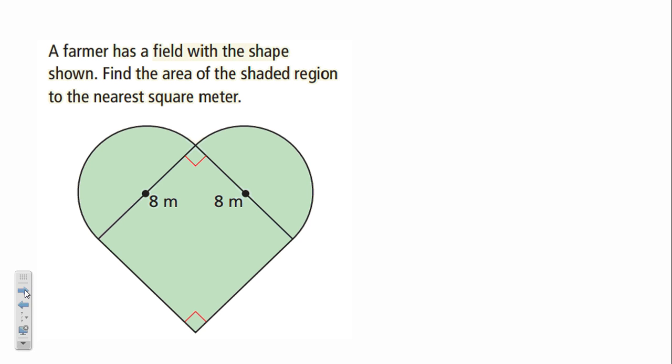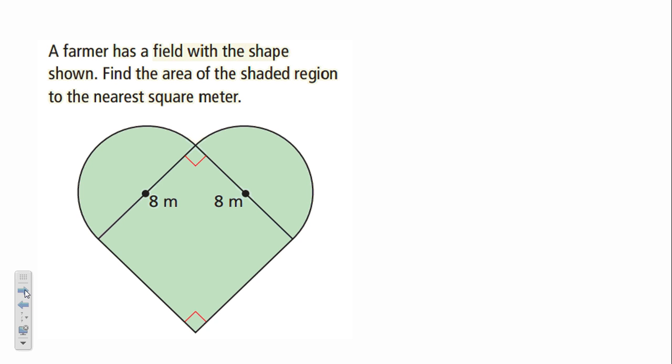So this time we have a field. And this field is made up into what looks like a heart. So one portion of it is a square. And the other two parts are what? Half circles, semicircles. Okay? So if we want to find the area of that whole figure, what are we going to do?